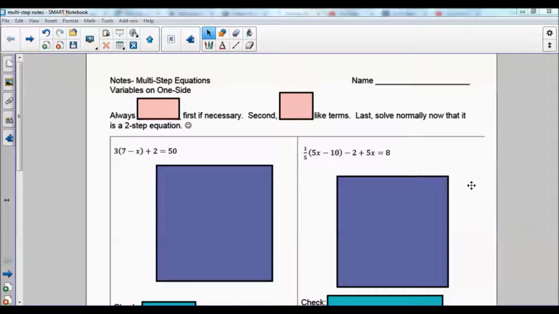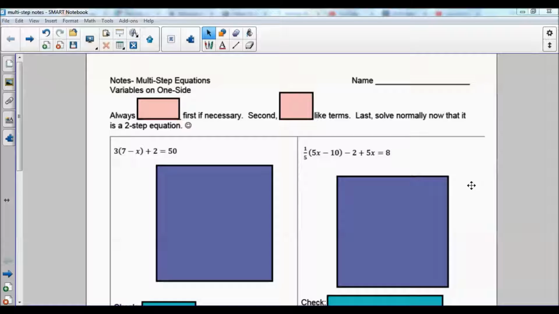Hey guys, we're going to talk about how to solve multi-step equations with variables on one side of our equal sign. So it's just like we were doing earlier with our 1 and 2 step equations, except for now we're going to have to do more steps. These are multi-step equations, so not just 2 steps, but there could be 3, 4, 5, and so on.